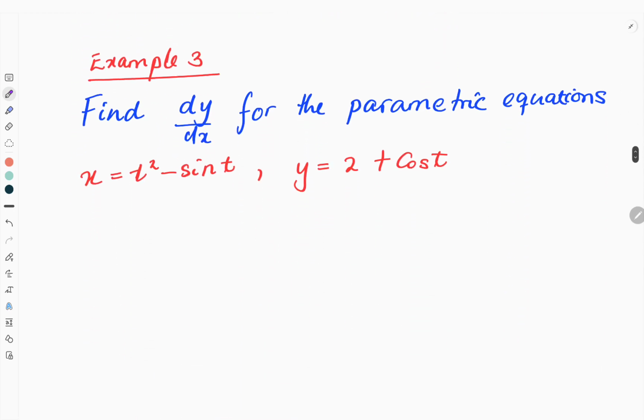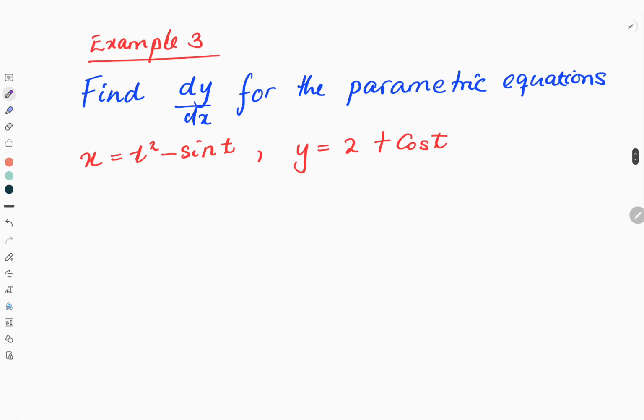Now, moving on to the third example. In this example, we are asked again to find dy/dx of the two parametric equations. We do exactly the same thing again. Repetition. dx/dt will be equal to 2t. Remember the derivative of sine is a positive cos, so that will be minus cos t. And dy/dt will be equal to, here the derivative of a constant is 0 and the derivative of a cos is a negative.